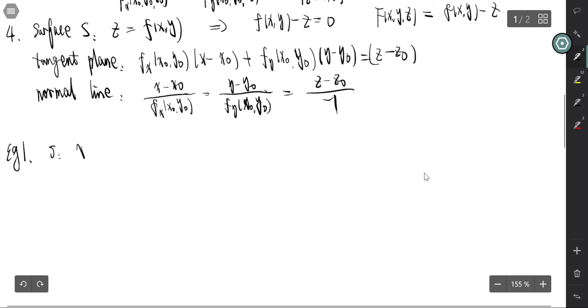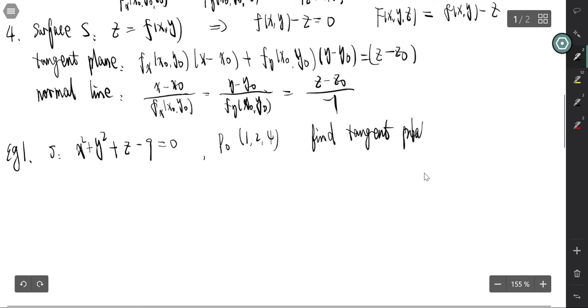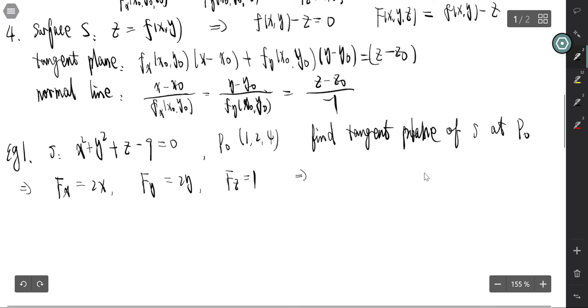If S is x squared plus y squared plus z minus 9 equals 0, and P0 is (1, 2, 4), find the tangent plane of S at P0. This is written as an implicit function, so we can find the gradient of the capital F. F_x is 2x, F_y is 2y, and F_z equals 1. So the gradient of F at (1, 2, 4) is (2, 4, 1).